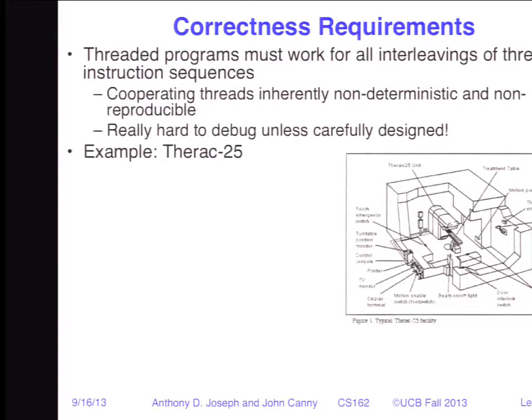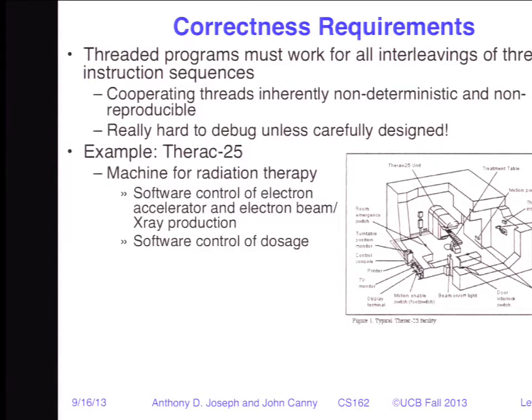OK. First example I want to talk about is the Therac 25. This is a machine that was designed for radiation therapy. It had two different therapies it could use. It had an electron accelerator, and it could use that to generate x-rays or to generate an electron beam. And in the Therac 20, which was the predecessor to this machine, the dosage was controlled and limited by hardware interlocks. But hardware is expensive. And as we all know as computer scientists, anything you can do in hardware, you can do in software too. So they decided to remove all the hardware interlocks and controls and replace them with software controls.